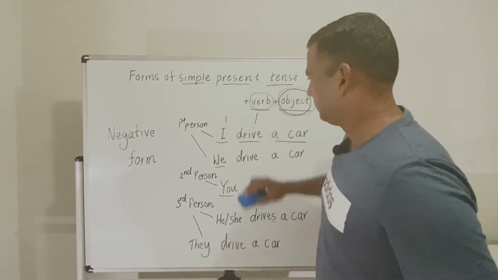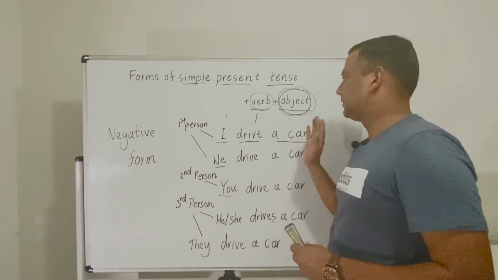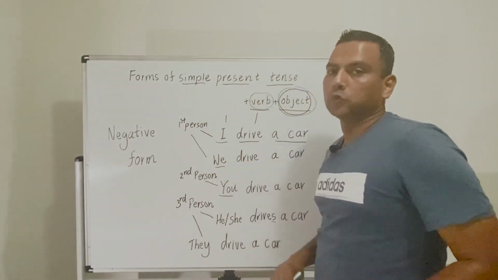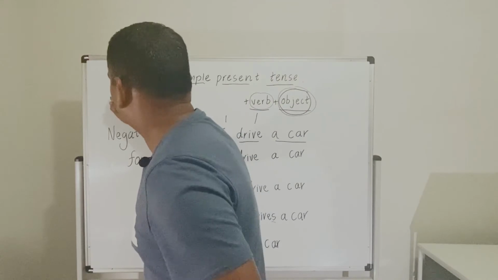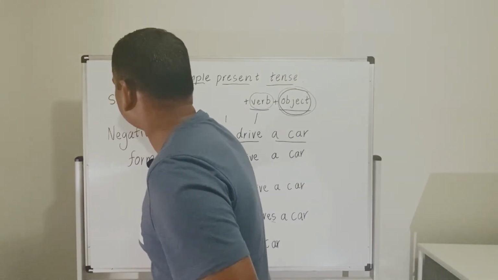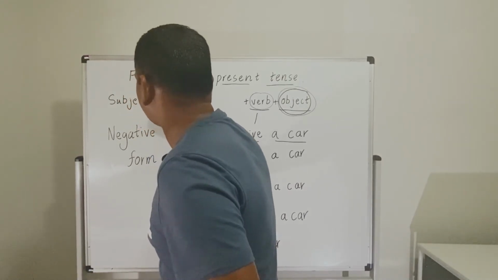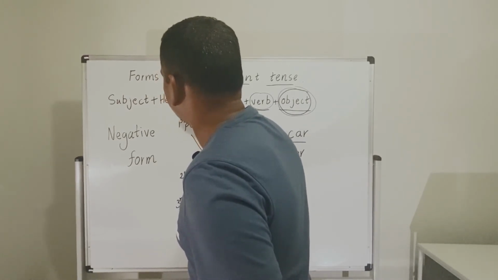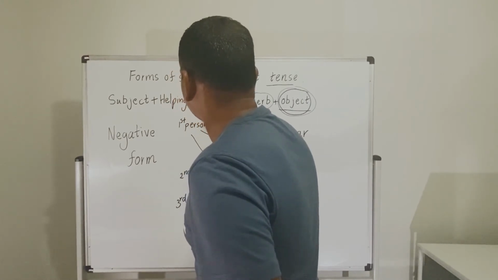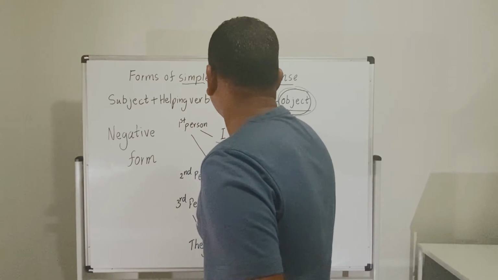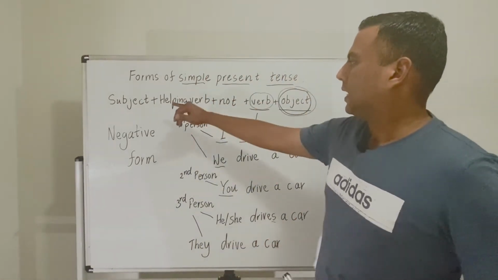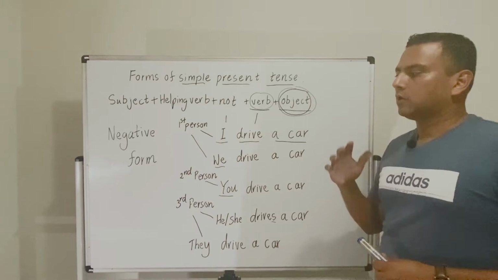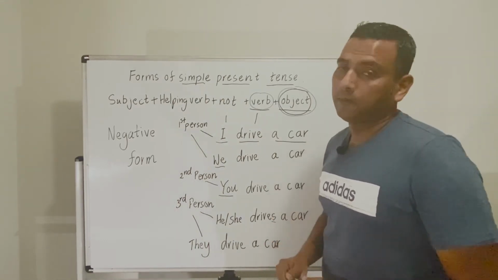So here now all we have to do is very simple. Now the verb and object will stay as they are. So we move the subject to the extreme left, because we need to squeeze in two more components. So we write the subject here, and then we need a helping verb here, and then we use the word not. So we have squeezed in basically a helping verb and the word not. This is how we are going to transform from the simple present tense statement form to the negative form.